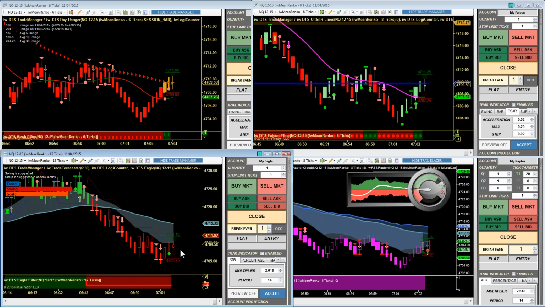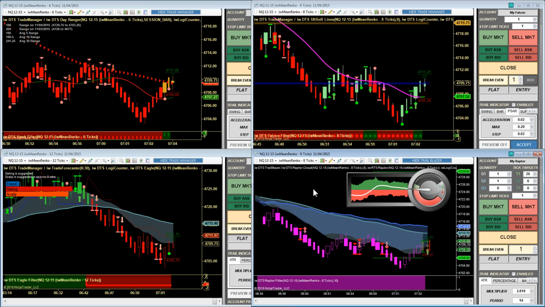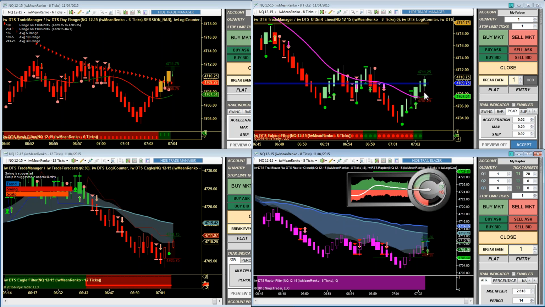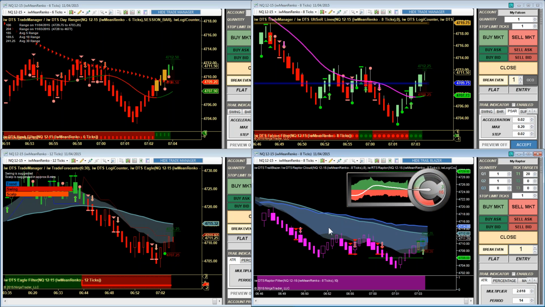Like right now, we don't really have a signal going on any of them. We're just kind of in that limbo phase. The Falcon may be working on a trend change signal here. You can see our trend line color starting to change. Our filter has flipped over. We don't have a buy signal just yet. We need to have a little bit more structure there first.